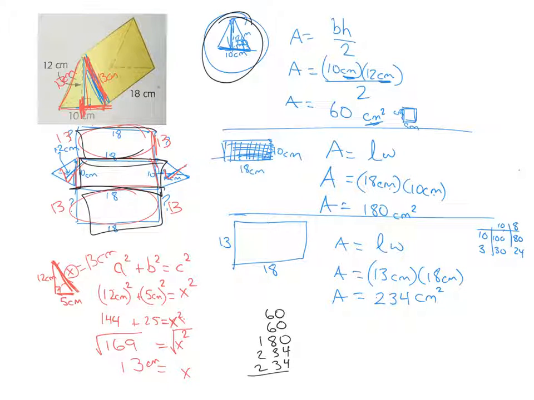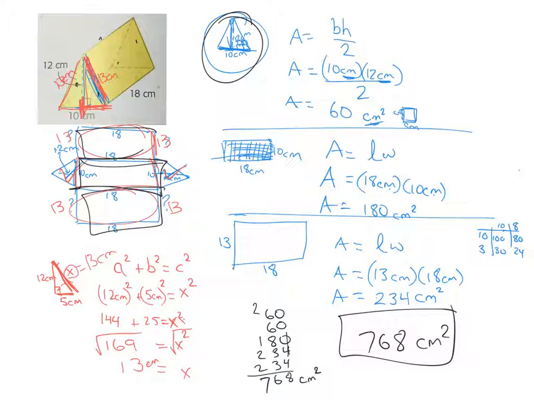So the last thing I need to do is add these up. Zeros plus 4, 2 4s give me 8. So 6 and 6 is 12, plus 8 is 20, plus 6 more is 26. 2, 3, 4, 5, 6, 7. So my answer is 768 centimeters squared. That's the surface area. If you counted all the areas of all the sides and you added them all up, the surface area is 768 centimeters squared.